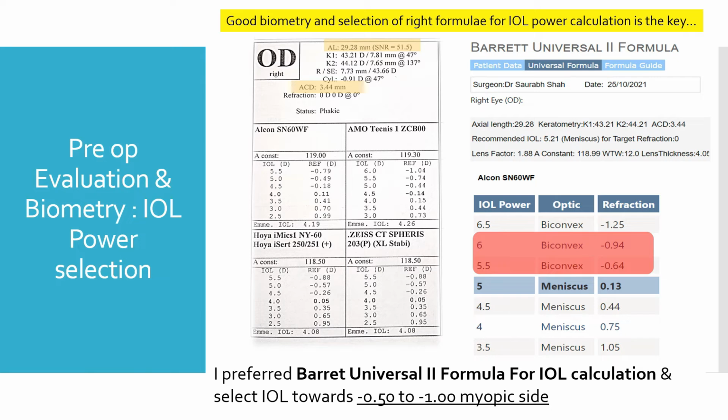So the first challenge is to select the correct IOL power. You can see we are dealing with 29.5mm of axial length with a deep anterior chamber of 3.5mm. Here I prefer IOL Master data and SRK/T as well as the Barrett Universal formula for IOL calculation. I tend to go a little bit myopic, from 0.5 to -1 diopter for IOL power.